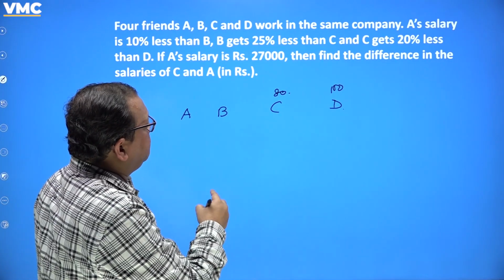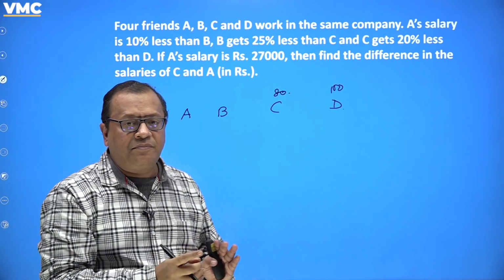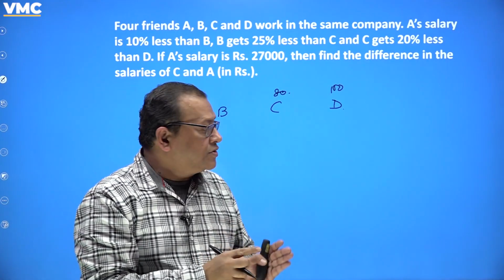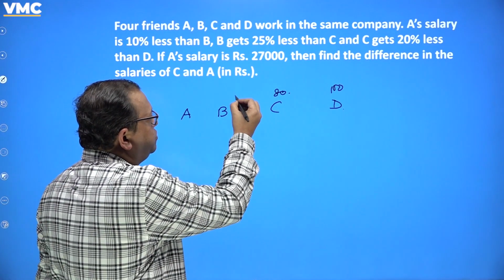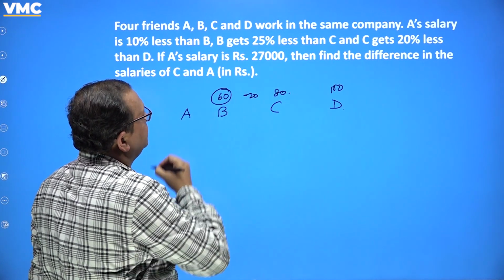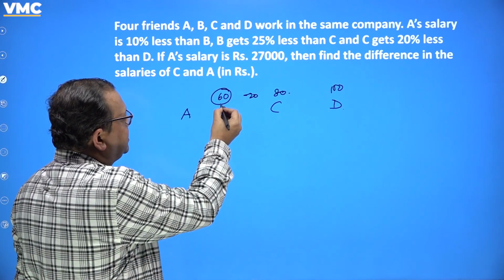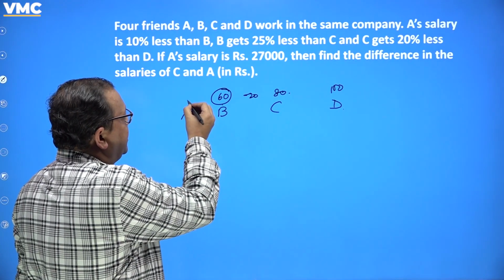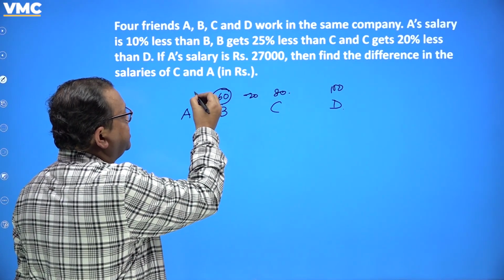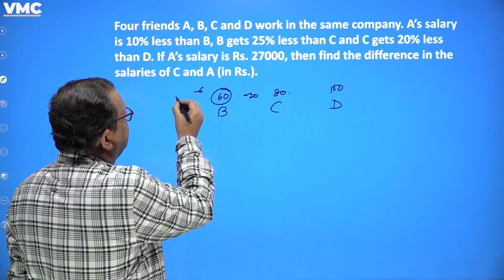B gets 25% less than C. So what is 25% of 80? 20. So B gets 20 less. So B gets 60. And A's salary is 10% less than B. So if the base salary B is 60, A's salary is 10% of 60, which is minus 6. So A gets 54.